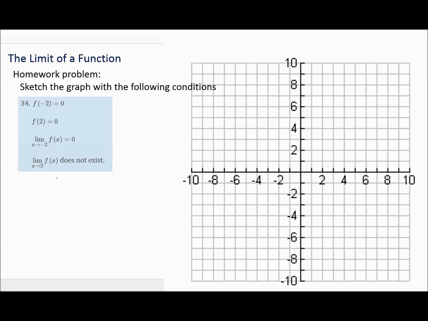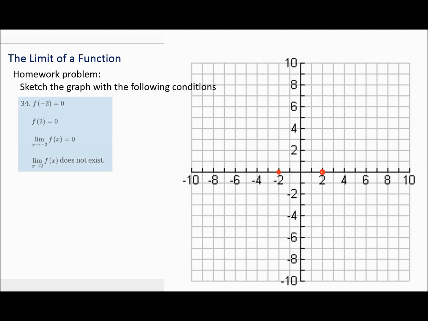Let's do this. Let's think through this together. So first of all, f of -2 is 0. So I go over to -2, and my function value is 0. So I'm going to do a big old dot right there at (-2, 0), because that's what it tells me is true. f of +2 is also 0. So I go over to +2, that's my x value. My answer is the f of value, or the y value, and it's 0.